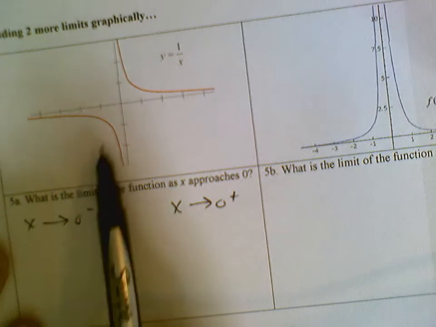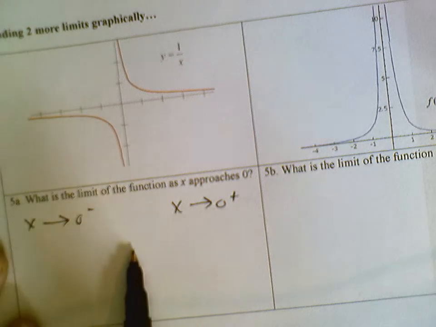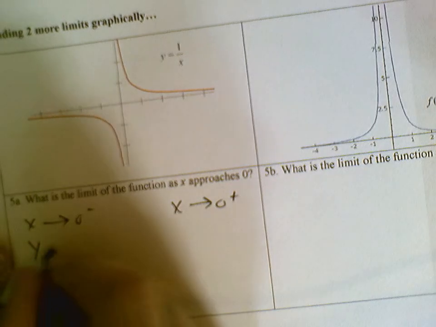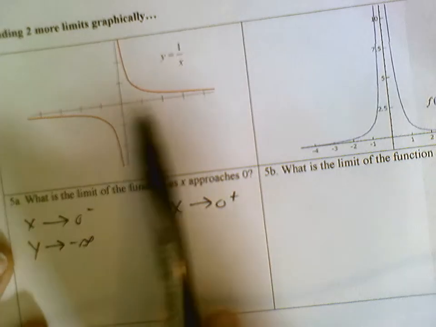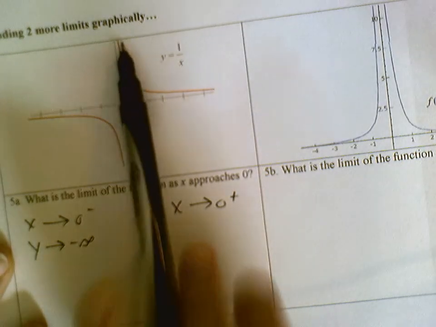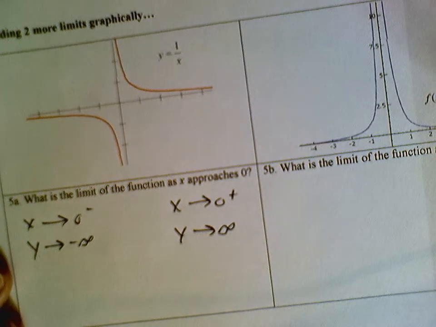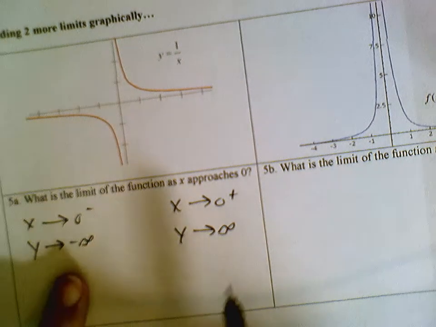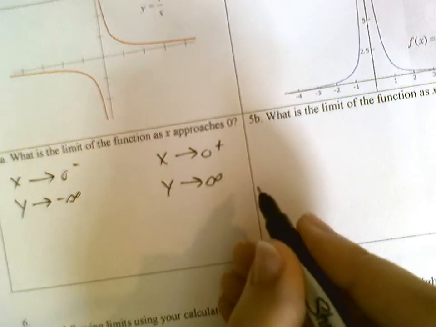Okay, x is approaching 0 from the left. We have this asymptote, and the function's going way, way down. So y is approaching negative infinity. From the right, we've got this asymptote, and the graph is going way up, so y is approaching positive infinity. So the limit does not exist, because from the left and right, we do not have an agreement.